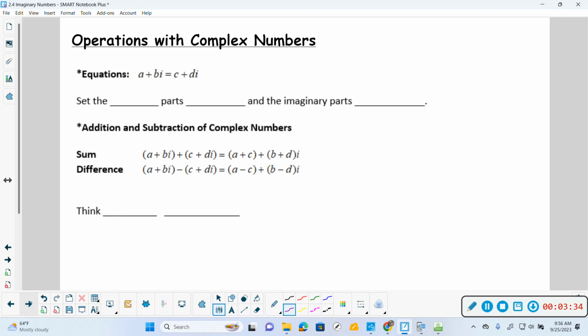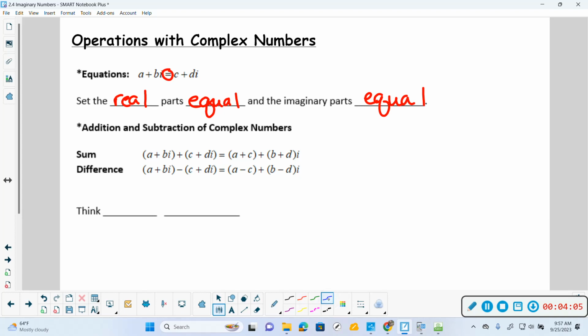Okay, so we're going to do some operations with these. We're going to add, subtract, multiply, divide. Adding and subtracting, super easy. We're going to have some equations too. So when you have your equation, I always kind of think of this as like terms, so to speak. You're going to set the real parts equal and the imaginary parts equal. Keep the reals together, keep the imaginaries together.